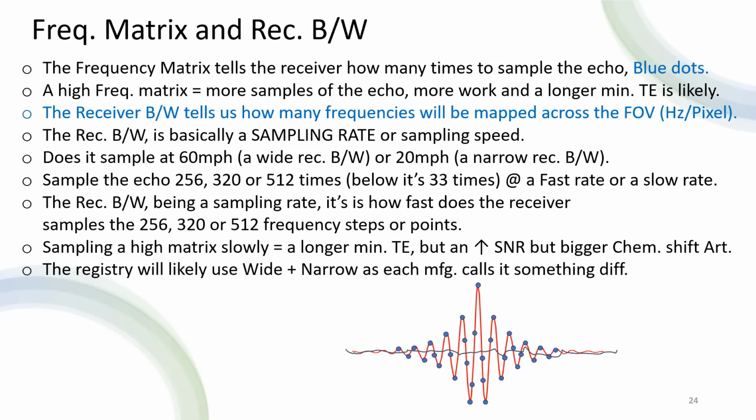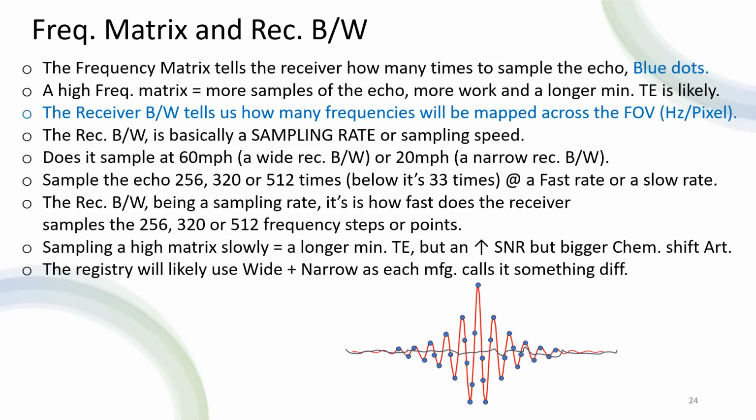Are you going to sample 256 times at 60 miles an hour, or 320 at 60, or 512 times at 60 miles an hour? So your sampling rate, your receiver bandwidth, is either the term that they hopefully should use, because every manufacturer has a different terminology for their receiver bandwidth. They should be using the terms wide and narrow to make it fair.